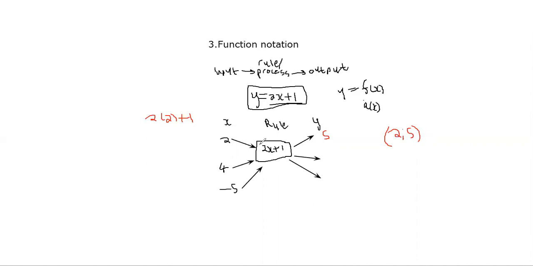When the input is 4, 2 multiplied by 4 is 8. 8 plus 1 is 9, right? So our coordinate will be (4, 9). Here you only use these brackets. They didn't say anything about including or excluding. We are just using a pair. For negative 5, what is the output? What is 2 multiplied by negative 5? It's negative 10. Negative 10 plus 1 is negative 9. I hope you understand.